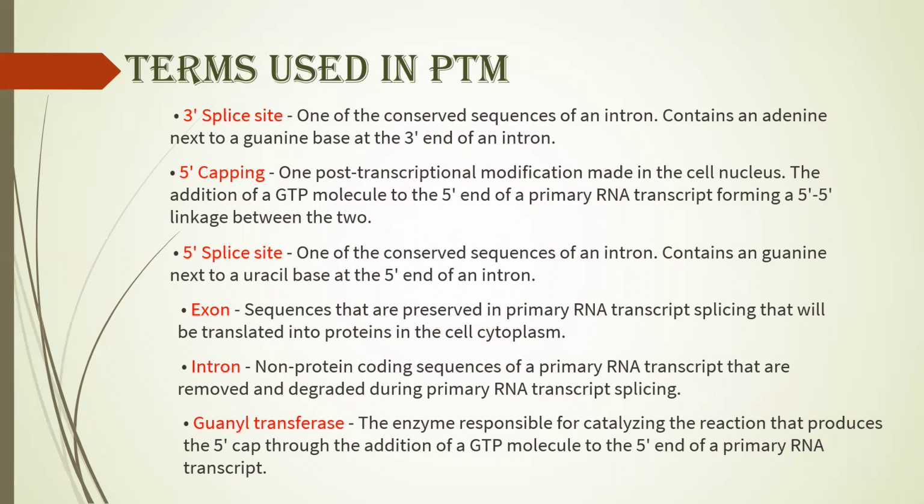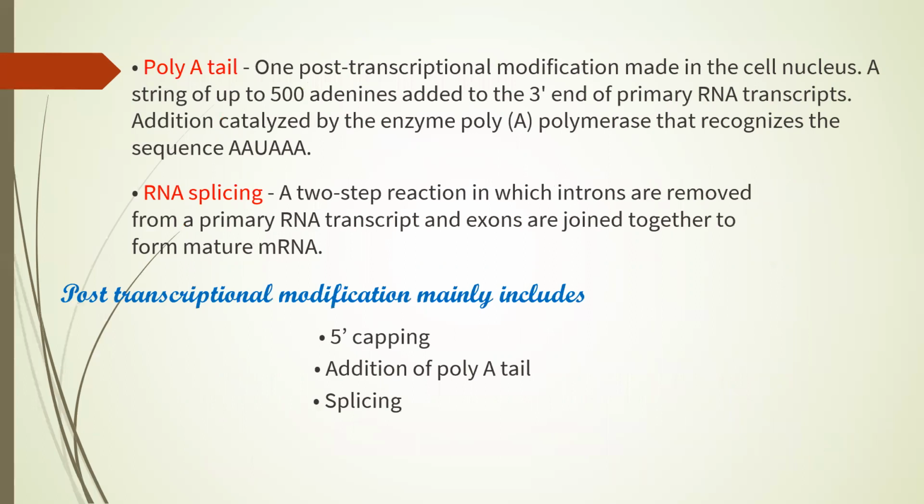Exons are coding regions, and the sequences that are preserved in primary RNA transcript splicing will be translated into proteins in the cell cytoplasm. Introns are non-coding regions in the primary RNA transcript that are removed and degraded during splicing. Guanyl transferase: it is the addition of the GTP molecule to the 5' end of a primary RNA transcript. Polyadenylation: it is the addition catalyzed by the enzyme poly-A polymerase that recognizes the sequence AAUAAA.